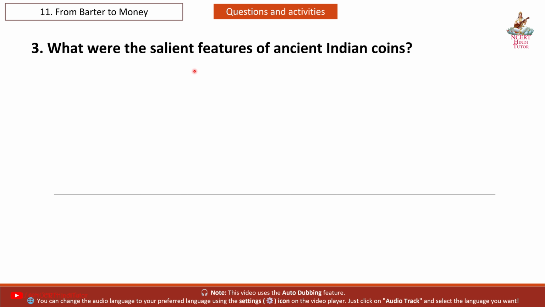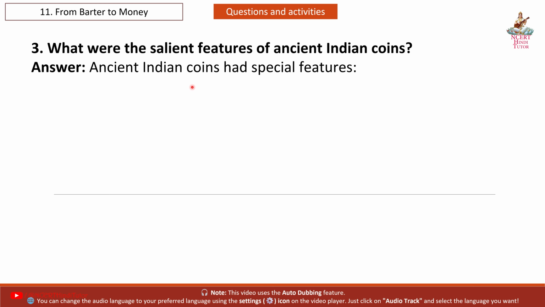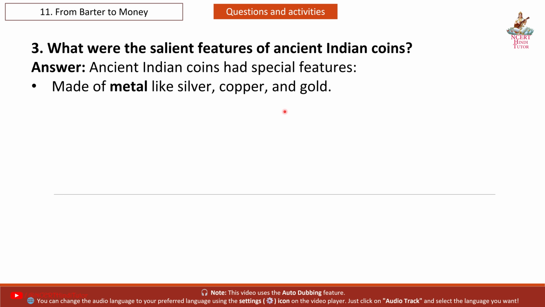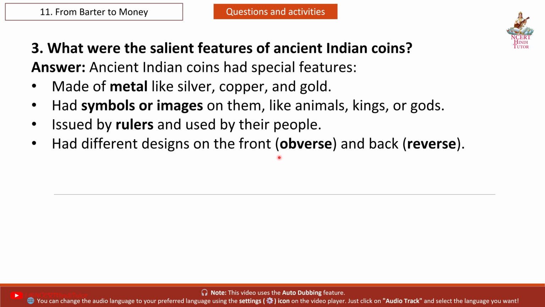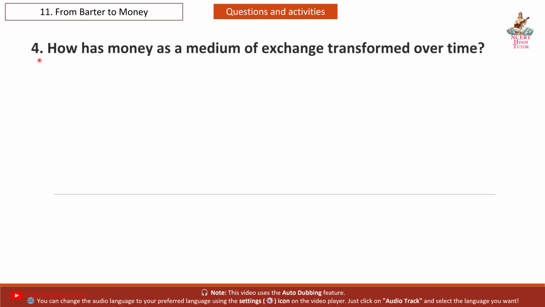Question 3. What were the salient features of ancient Indian coins? Answer. Ancient Indian coins had special features. Made of metal like silver, copper, and gold, had symbols or images on them like animals, kings, or gods, issued by rulers and used by their people, had different designs on the front, obverse, and back, reverse, were accepted widely for trade.